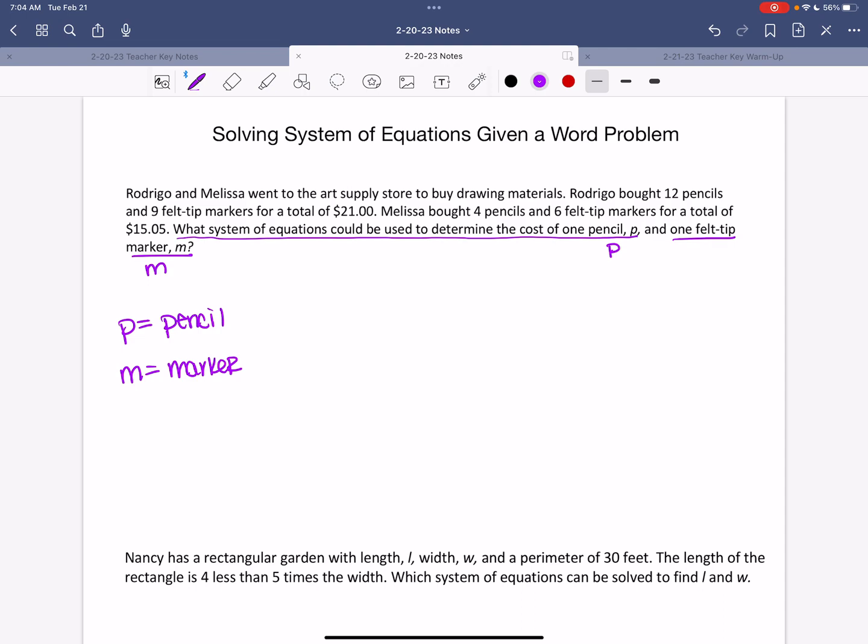Now I'm going to go to the equation. Remember, I'm skimming for where I see numbers. I see that first sentence. I don't see any numbers, so I'm just going to cross it out. I probably don't need it. Then it says Rodrigo bought 12 pencils. So just as you're reading it, I want you to write. He bought 12 pencils, and plus, 9 felt tip markers, because M stands for markers, P stands for pencils. For a total means equal, $21.